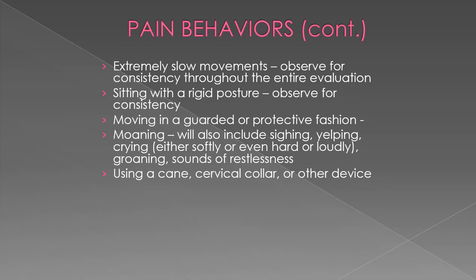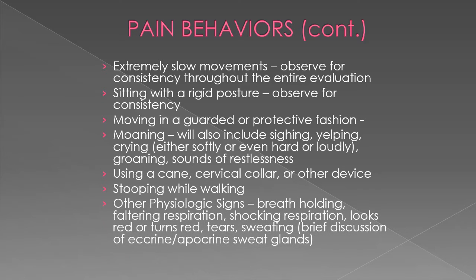Using a cane, a cervical collar, or other assistive device. We can refer to these in general just as assistive devices. Stooping while walking, this would be an example of a gait disturbance. And other physiologic signs of pain behavior, such as breath holding, faltering respiration, shocking respiration, looks red or turns red, perhaps from holding their breath, tears, sweating, and other physiologic signs.